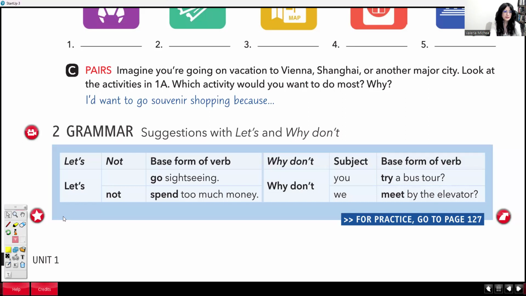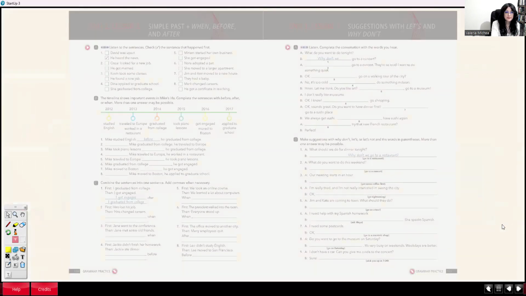First of all, let me show you where you can find it. Every time we have a grammar box, by the end of it they tell you where to go if you want to do specific exercises about this. In this case, we are going to go to page 127 and we'll see how it goes with those exercises.